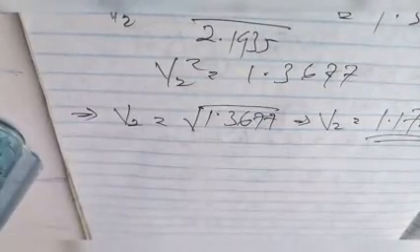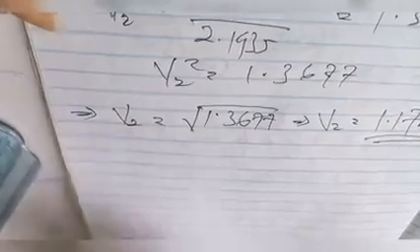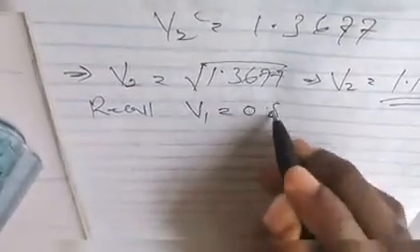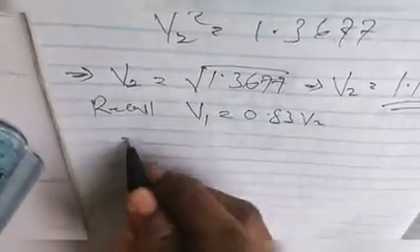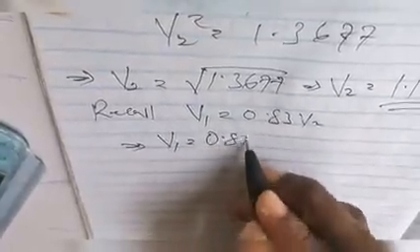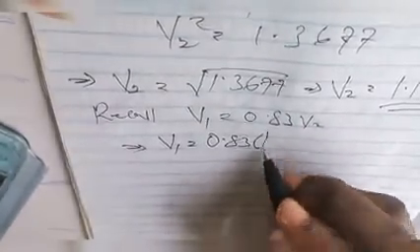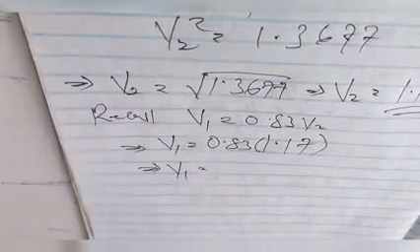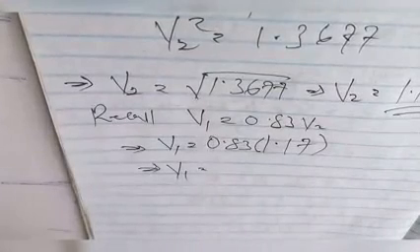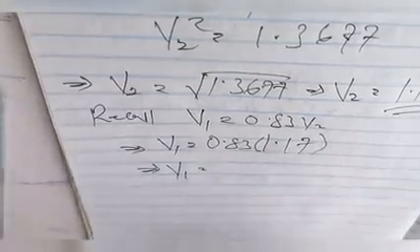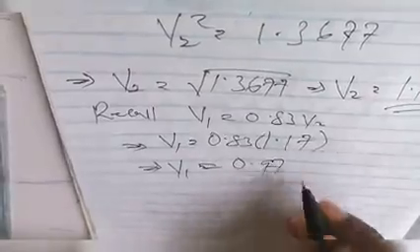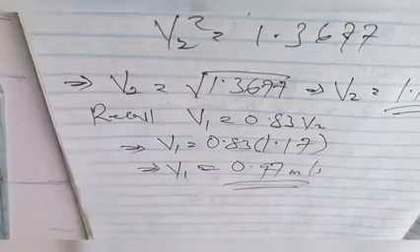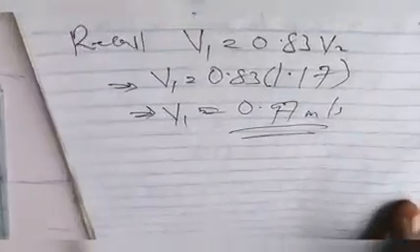Now, if you know the speed at pipe 2, recall when we did the continuity equation, we said that V1 is equal to 0.83 V2. Now we know what V2 is. This simply means that V1 is equal to 0.83 times 1.17, which gives us 0.97. So V1 is equal to 0.97 meters per second. So this becomes speed V1 and speed V2. Now you're asked to find the discharge. You can now use any of the continuity equations.